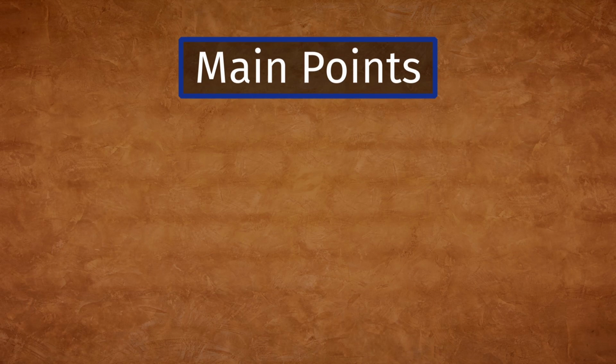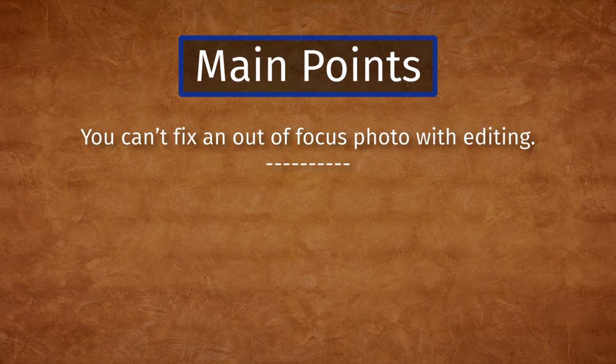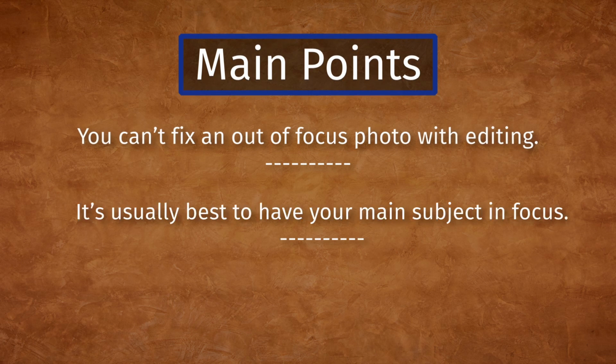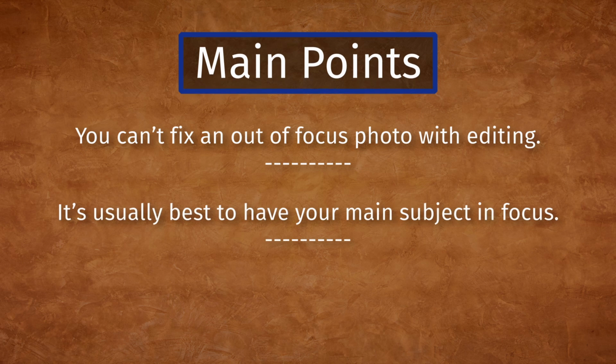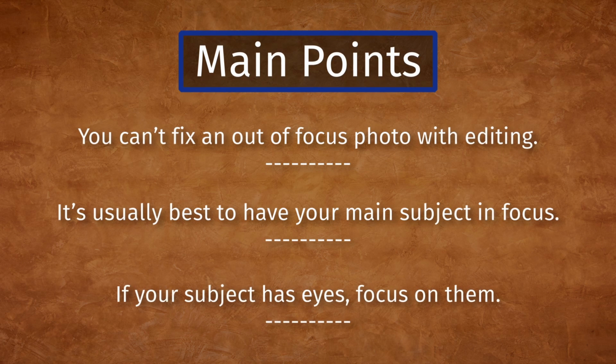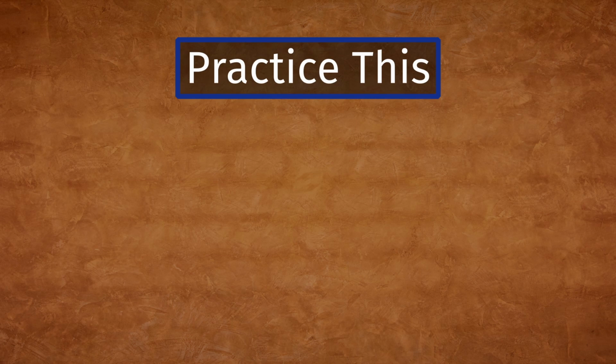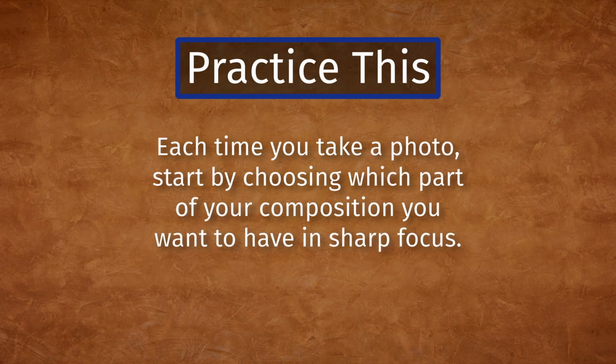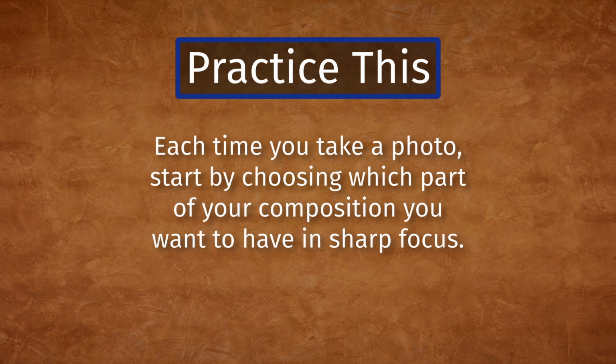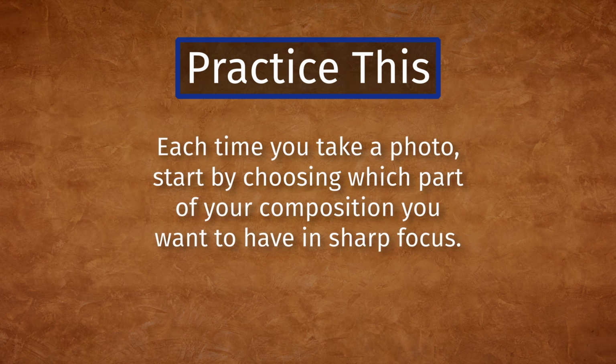The main points from this lesson are: you can't fix an out-of-focus photo with editing. It's usually best to have your main subject in focus. If your subject has eyes, focus on them. Practice this to improve your photography. Each time you take a photo, start by choosing which part of your composition you want to have in sharp focus.